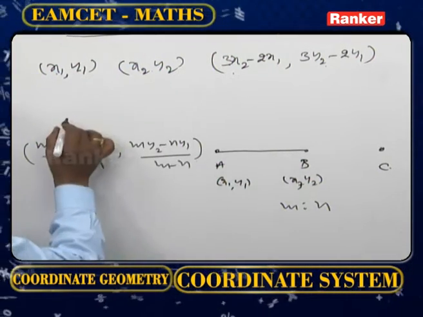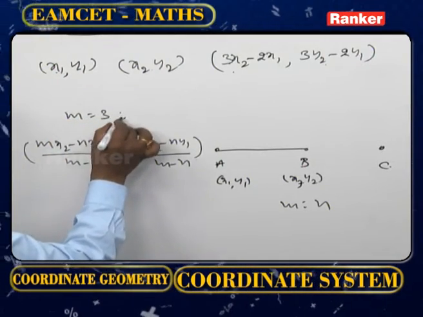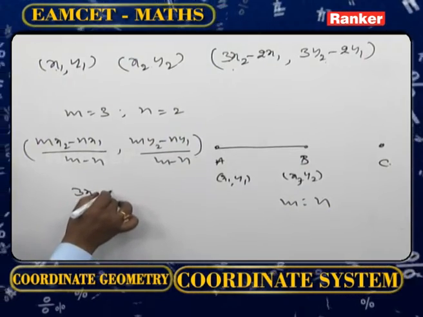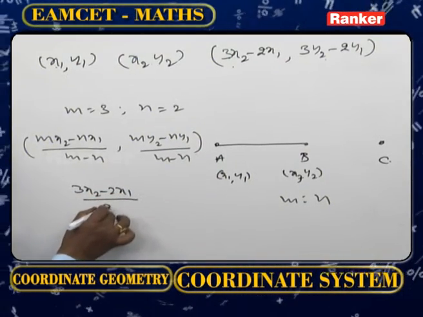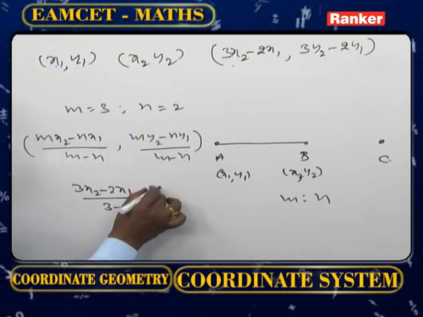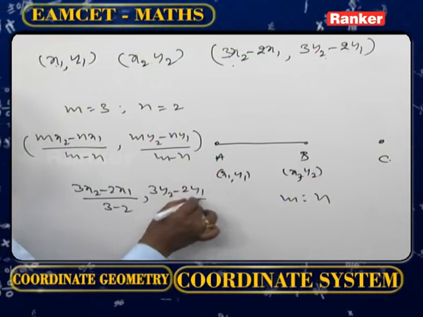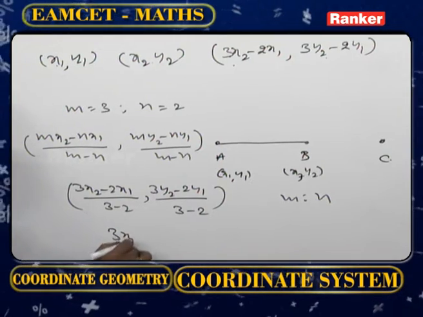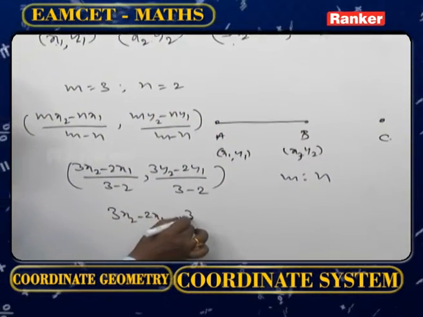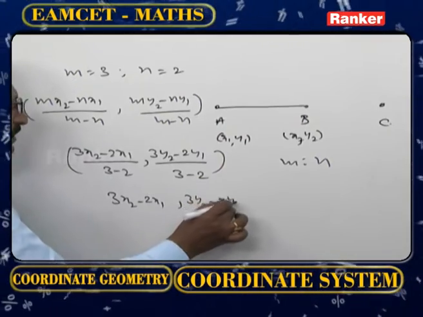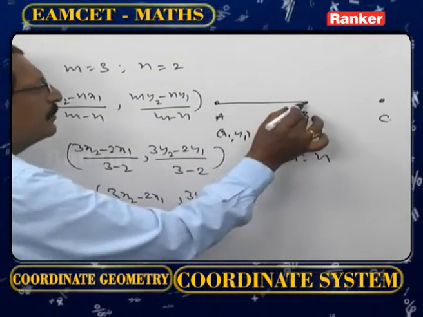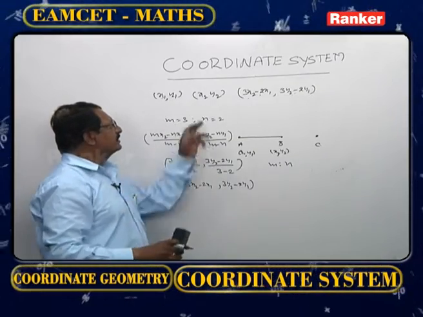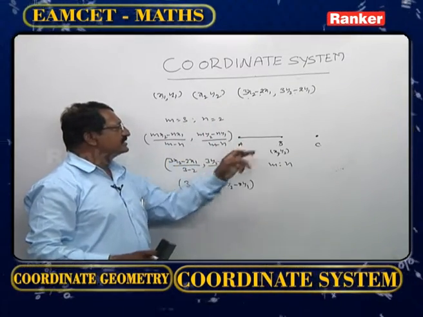Now, here consider m equals 3, n equals 2. Substituting these values, we get (3x2 minus 2x1) by (3 minus 2), (3y2 minus 2y1) by (3 minus 2). That equals 3x2 minus 2x1, 3y2 minus 2y1. Now, the third point divides the line segment joining the points x1 y1, x2 y2 in the ratio 3:2 externally.